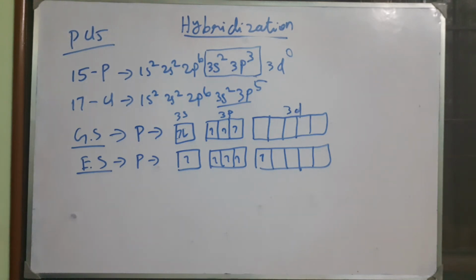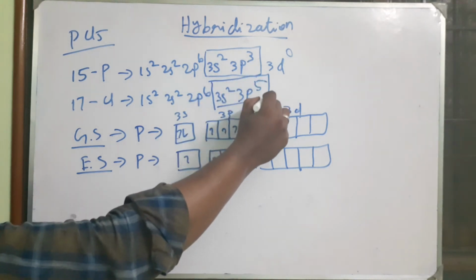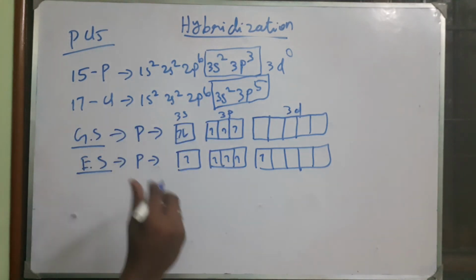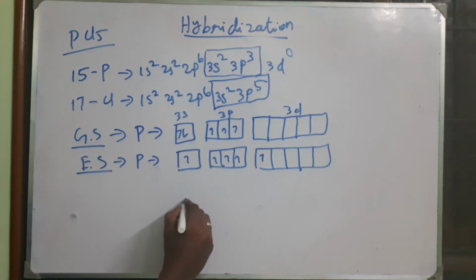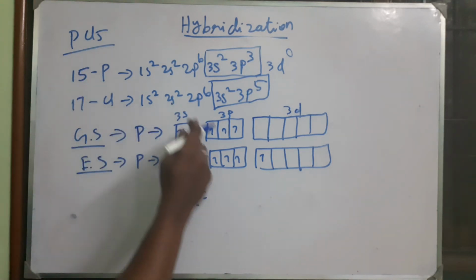Like that we can write. Here the chlorine outermost shell is 3s2 3p5. 7 valence electrons are there, so the chlorine needs one more electron. So this is 7 electrons. Like that, 5 chlorine atoms we can draw.